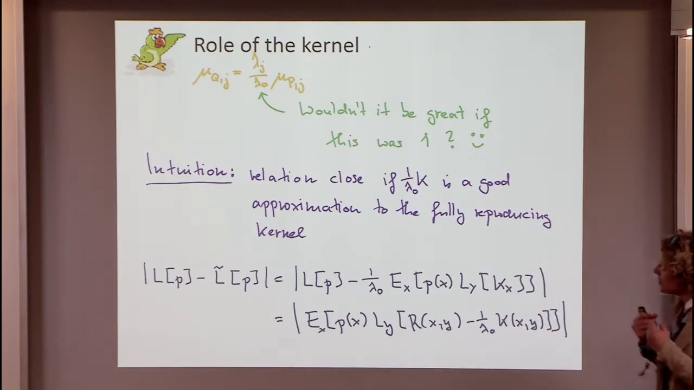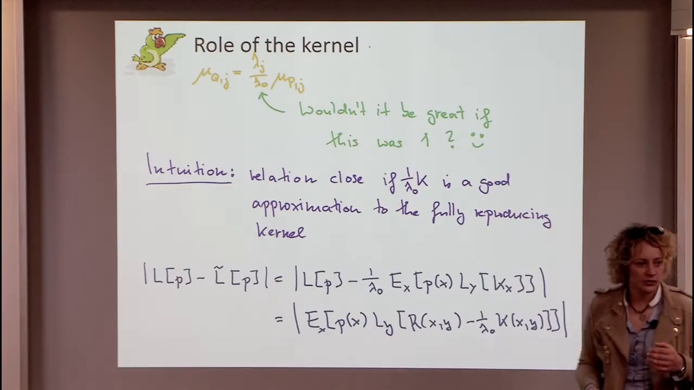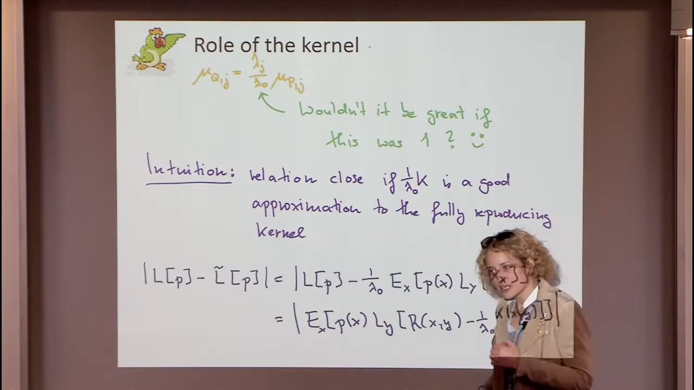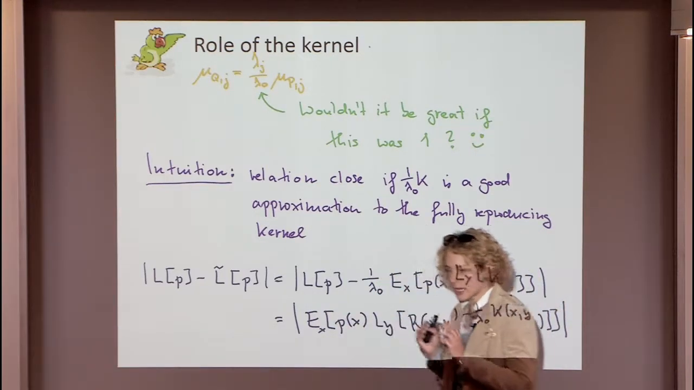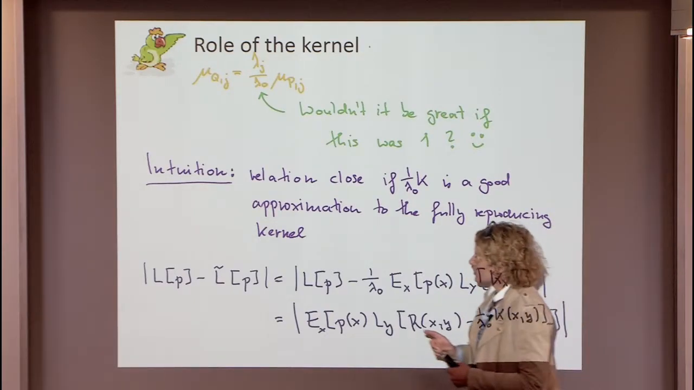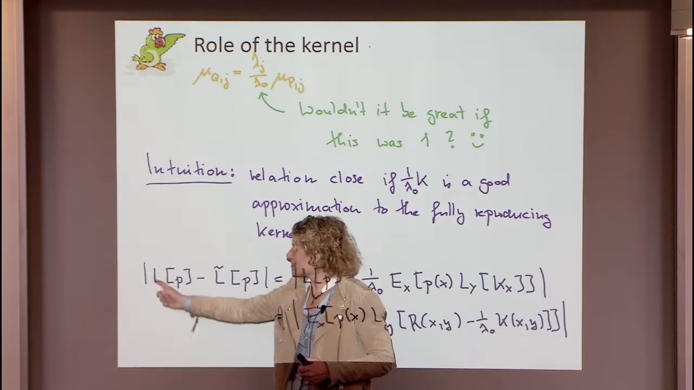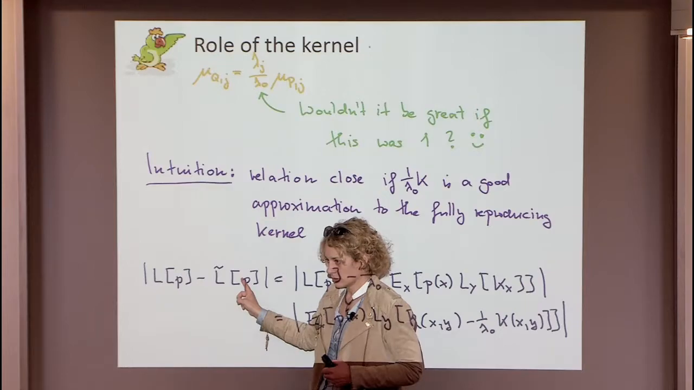So you can intuitively think that what we're going to try and do is we want this kernel, normalized, to be a good approximation to the fully reproducing kernel. And instead of thinking about this relation between p and q, let me write it in yet another way that again emphasizes what we were really trying to do here. Remember that we're interested in the difference between my true SDP solution and this approximation that I'm constructing.